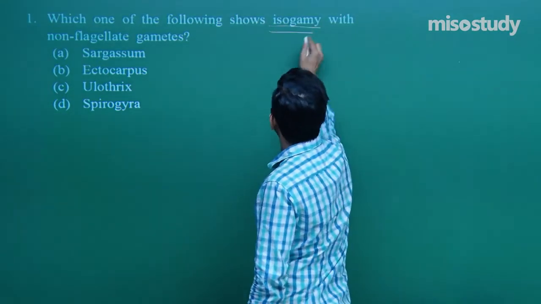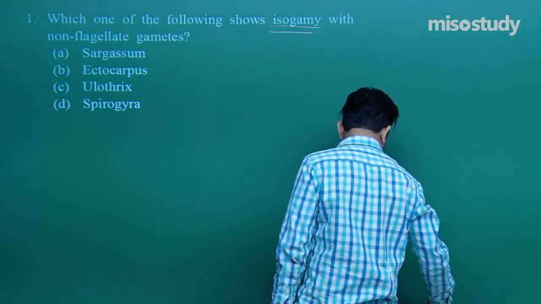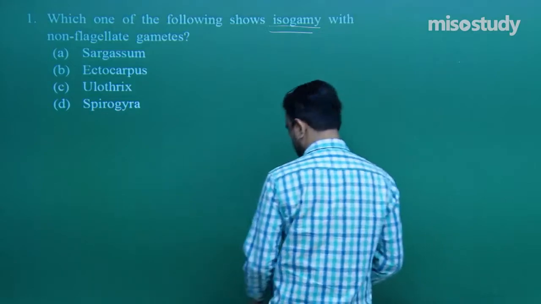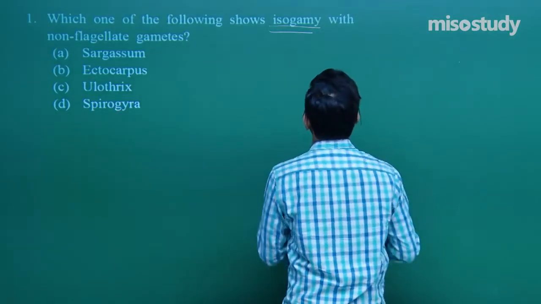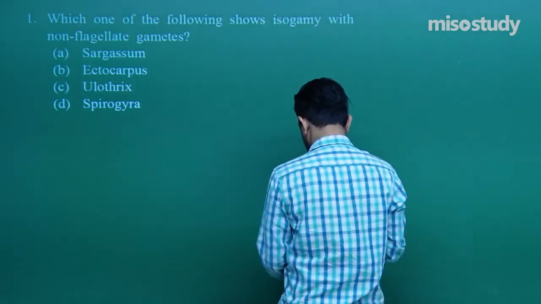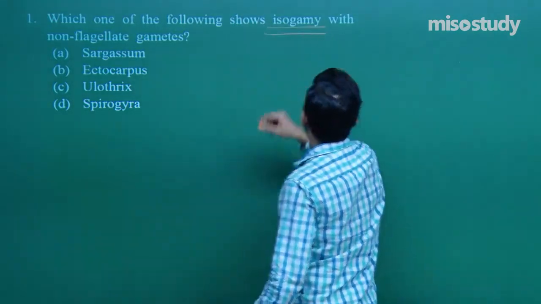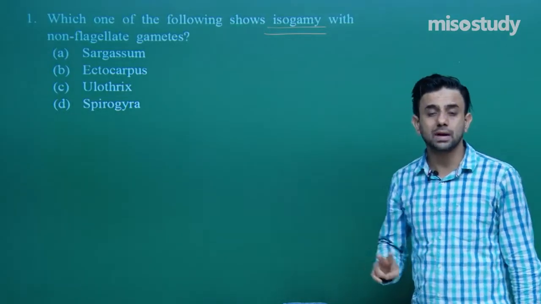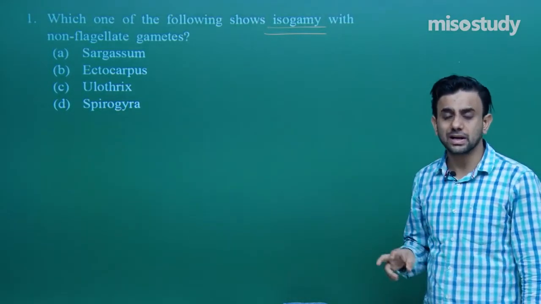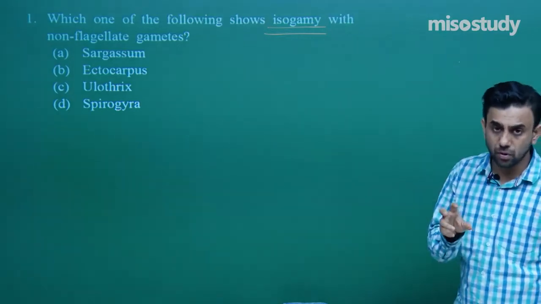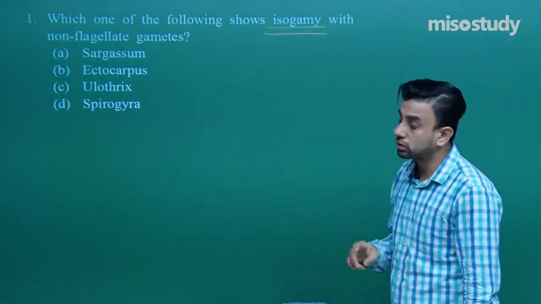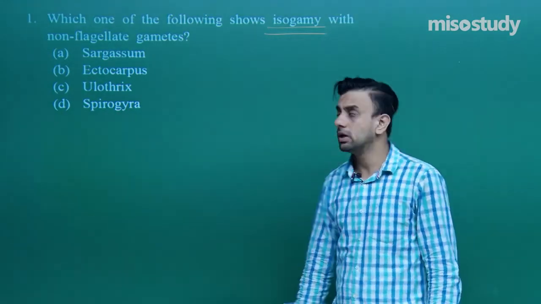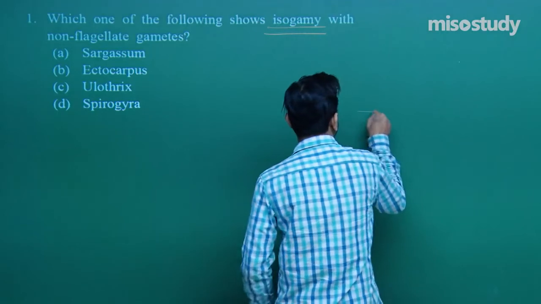The thing to be noted here is isogamy. Now what is isogamy? Isogamy is a condition where both the gametes are morphologically similar. If one of them is small, the other one will also be small. If one is flagellate, the other one will also be flagellate.